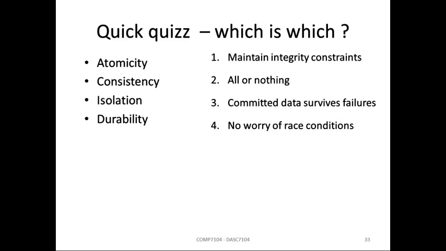Let's see. Atomicity is about the all or nothing execution of transactions. No partially executed transaction. Very good. Consistency, of course, is about maintaining integrity constraints. Isolation is about not having to worry about race conditions, the side effects of other transactions that may be executed at the same time. And durability is, of course, about the fact that committed data will survive failures that may occur immediately after the transaction was confirmed, was committed.